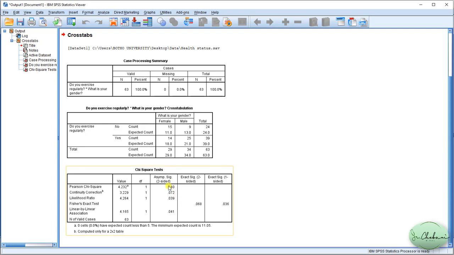What's important here is that the p-value is less than 0.05, and therefore our finding is significant. Indeed, there is an association between exercise and gender.